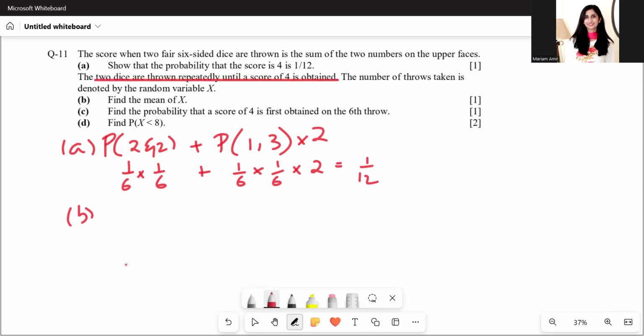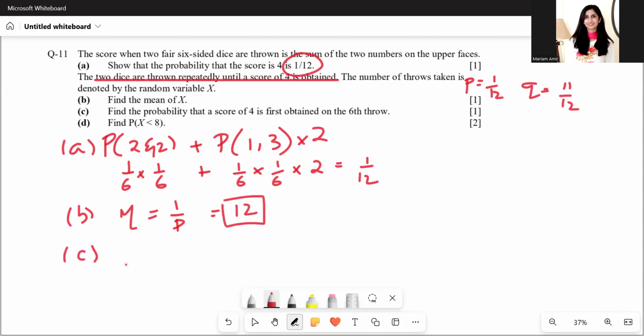Okay, so this means this is geometric distribution. The number of throws taken is denoted by random variable X. Find the mean of X. So for geometric distribution, the mean is 1 over p. So p in this case is 1 by 12. The failure in this case would be 11 by 12. Anyway, 1 over p would be 12, which is the mean.